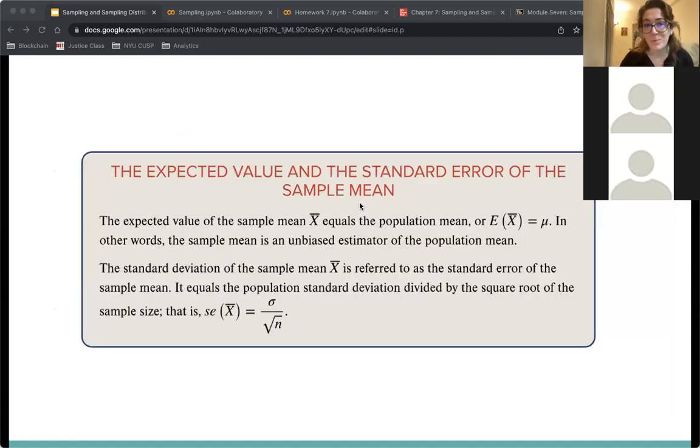All right, so this all boils down to trying to use this unbiased sample estimate to get us closer to the population parameter.